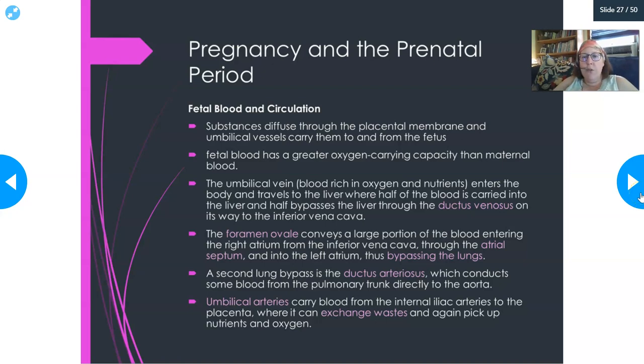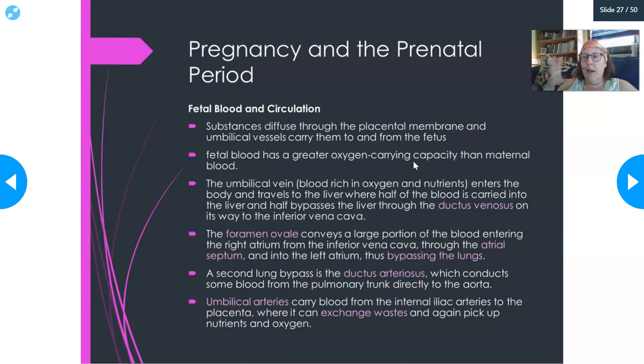Substances will diffuse through the placental membrane, and the umbilical vessels will carry them to and from the fetus. So we get that idea of the placenta being the source of nutrients and oxygen, and it brings them to the fetus. But there is something really interesting here. First of all, fetal blood has a greater oxygen carrying capacity than maternal blood. Both blood cells are across this barrier, and you have to basically talk the maternal cell into giving up the oxygen to the baby cell. So the fetal cell has to really want to hold on to it and carry a lot. That's the greater oxygen carrying capacity.